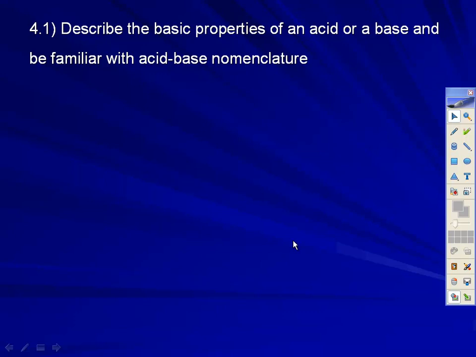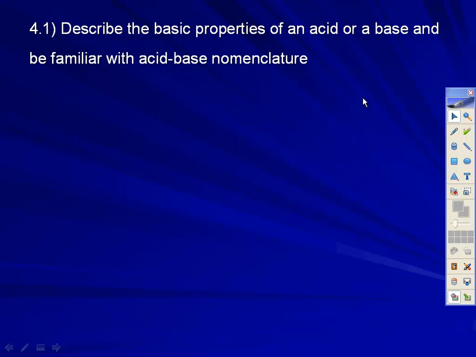Good morning again, Advanced Chemistry, and today we're going to talk about Learning Target 4.1, the first learning target in your new unit about acid-base chemistry. So 4.1 says that we are going to describe the basic properties, no pun intended, of an acid or a base, and be familiar with acid-base nomenclature, so some rules about how to name acids and bases.